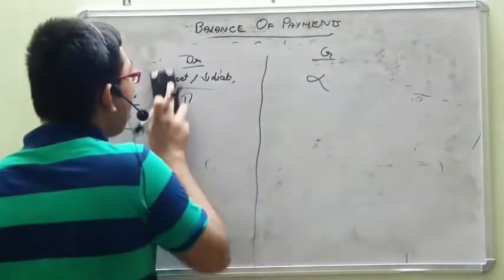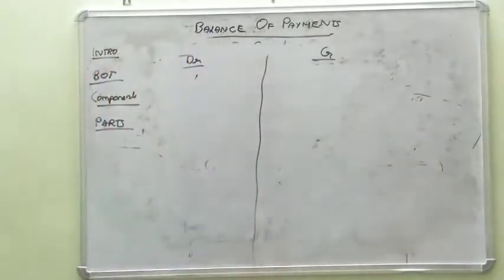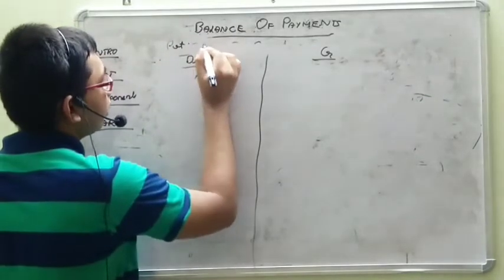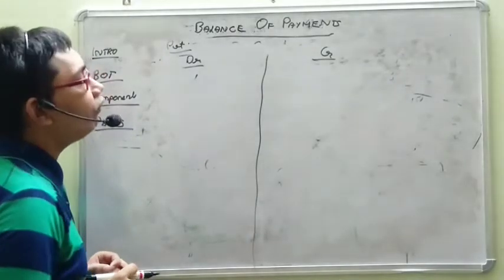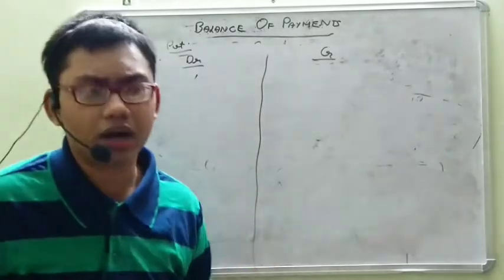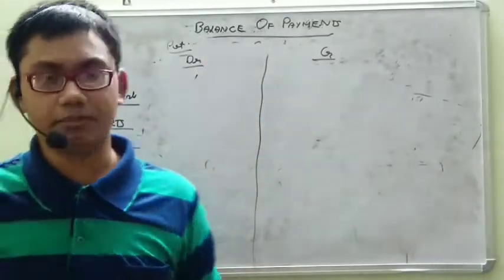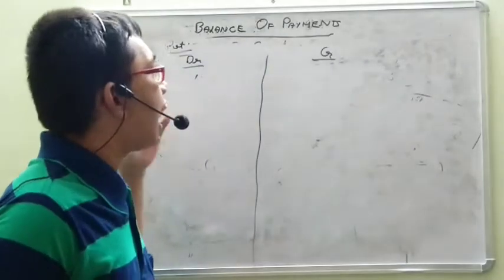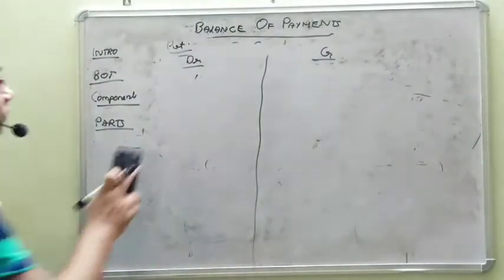Now, in short, this is about long term. In short term, we are dividing it into two: private and official. It is the same thing, but divided into two parts, private and official. I will tell you why later. So this is the structure basically. Anything that leads to outflow of foreign exchange will be included in debit, and anything that leads to inflow of foreign exchange will be included in the credit side of the balance of payments.